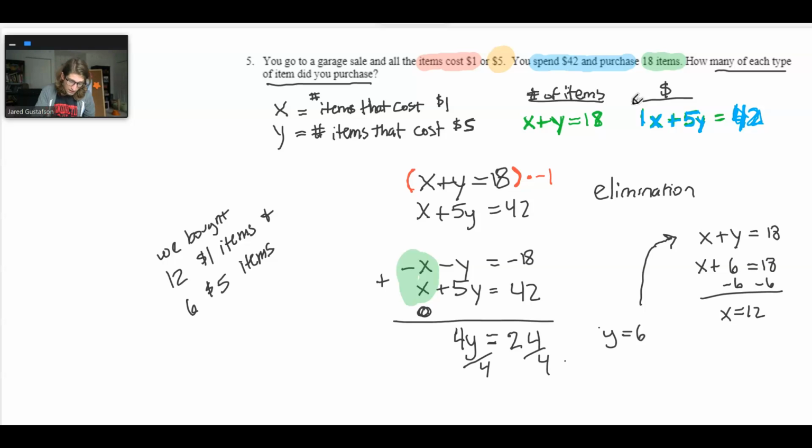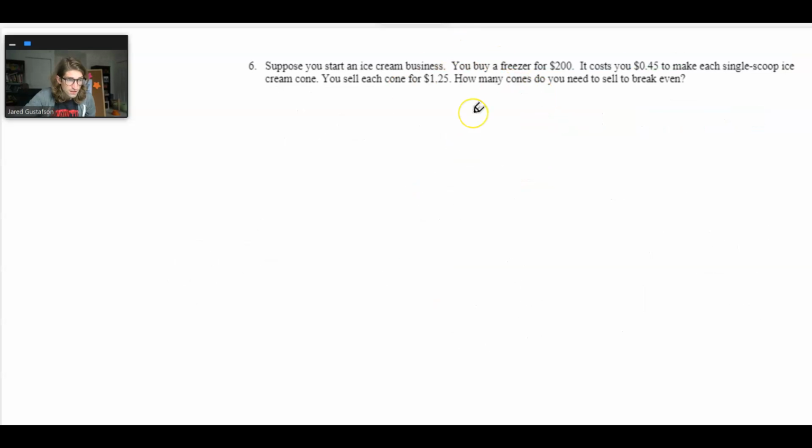Okay, on to the next page. Suppose you start an ice cream business. You buy a freezer for $200. It costs 45 cents to make a single scoop ice cream cone. You sell each cone for $1.25. How many cones do you need to sell to break even?